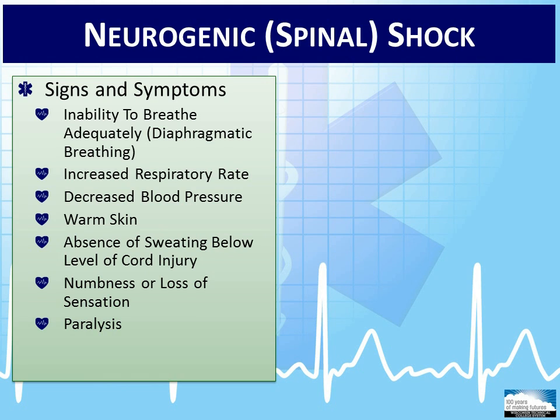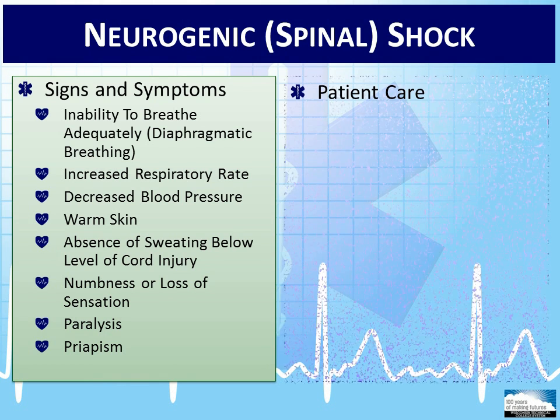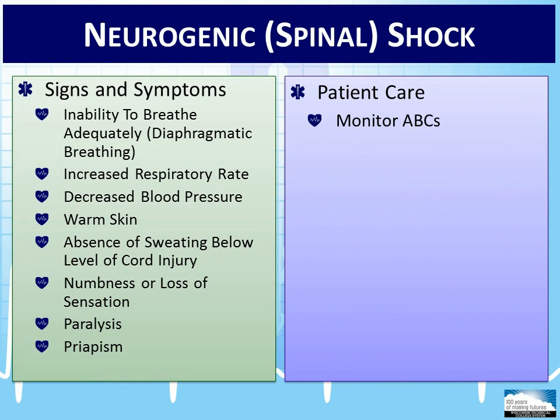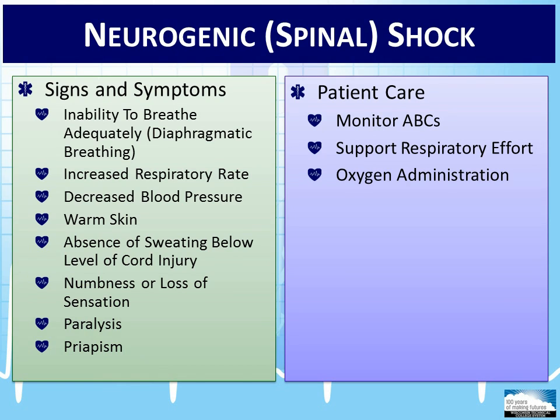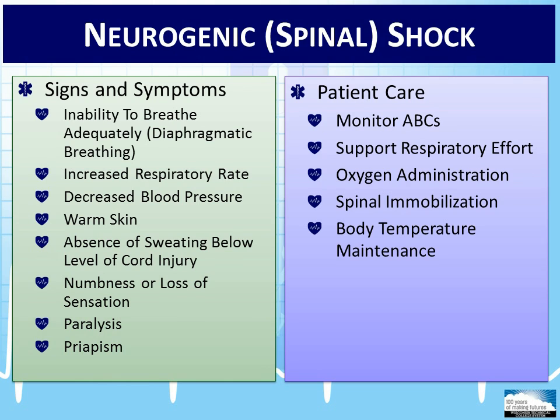Male patients with a spinal cord injury may also present with a priapism, a prolonged, unwanted, persistent, painful erection unrelated to sexual stimulation or arousal. As with other kinds of shock, monitoring the patient's airway, breathing, and circulation is of primary importance. Be prepared to support respiratory efforts with assisted ventilations and high-flow oxygen administration. Depending on the mechanism of injury, it may be necessary to take C-spine precautions. Additionally, help the patient maintain his or her body temperature, transport rapidly, and consider calling for ALS assistance if available.